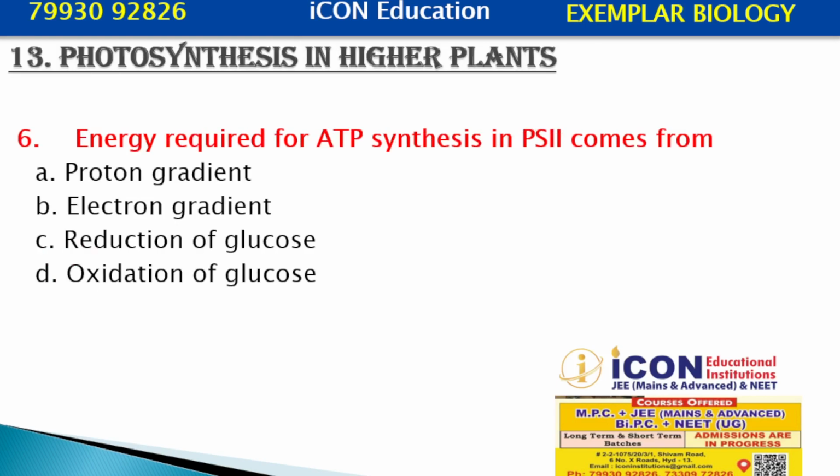Question number 6. Energy required for ATP synthesis in PS2 comes from? It comes from the proton gradient. Proton gradient means H plus gradient, which is happening across the thylakoid membrane.